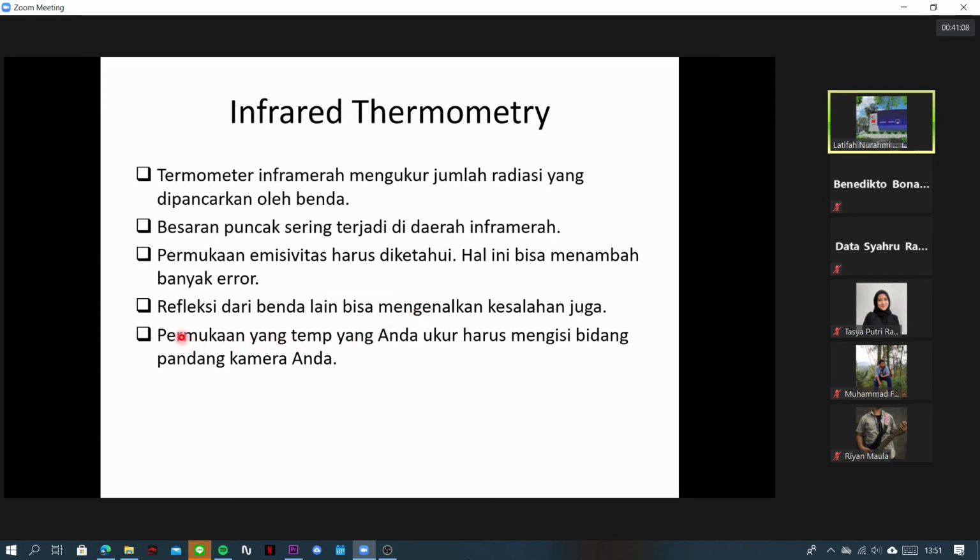So how can we eliminate this reflection? When you measure using an infrared thermal sensor, the surface of the object should fulfill all of the field of view of your thermal sensor.